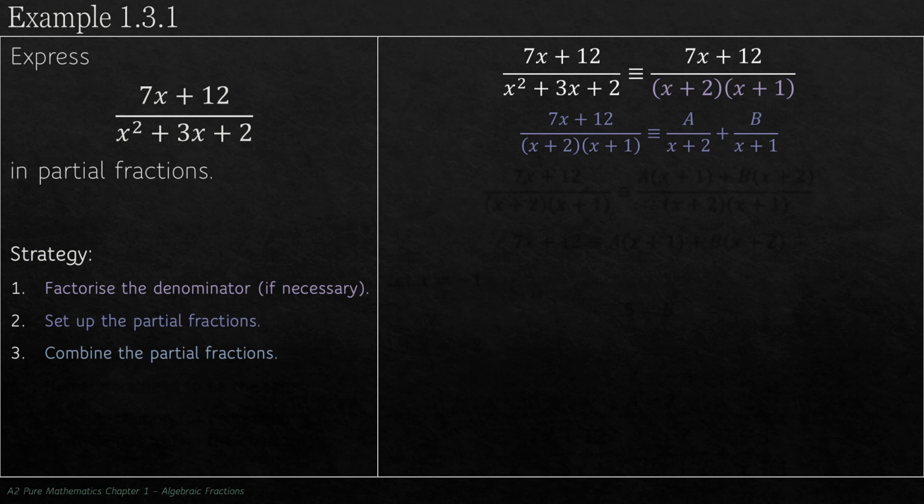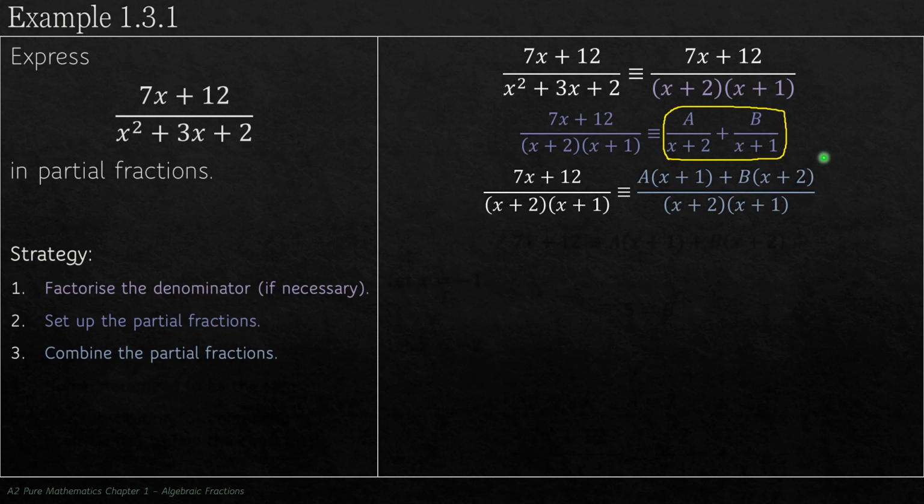So think about your right hand side and give each of those two terms the same denominator as we have on the left hand side. So the first fraction, we need to multiply the top and bottom by x + 1. And for the second fraction, we need to multiply top and bottom by x + 2. I'm going to immediately write them all over a single common denominator like this. So I've combined the two partial fractions into a single fraction.